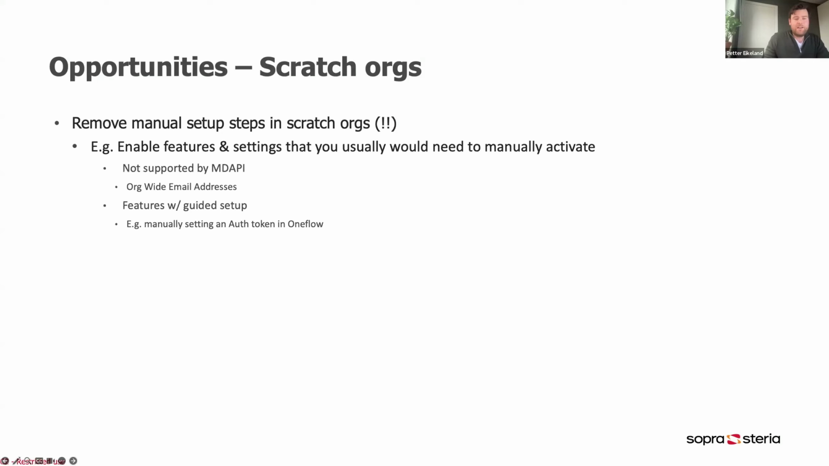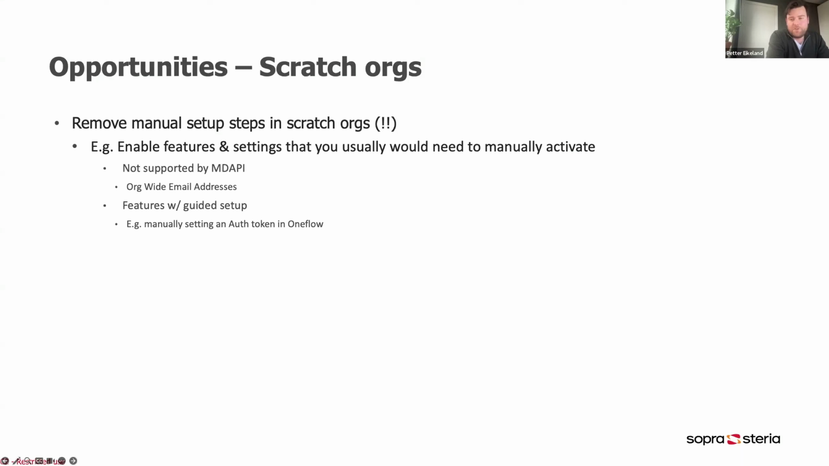So the other part, as I mentioned with scratch orgs, is also to remove the manual steps, because once everything is installed or deployed, there might be some steps that it's not possible to automate or to deploy using the command line. Among these might be things that are not supported by the metadata API, for example the org-wide email addresses, and let's say features, either Salesforce features or AppExchange packages that have a guided setup.